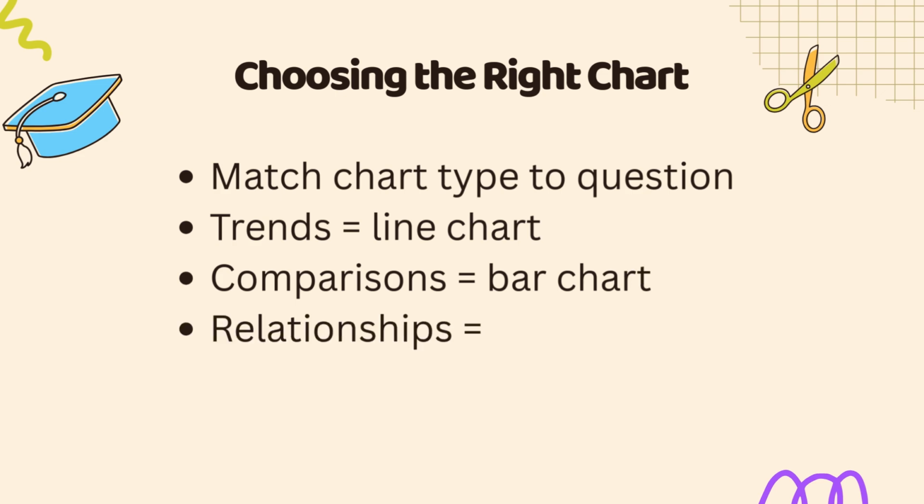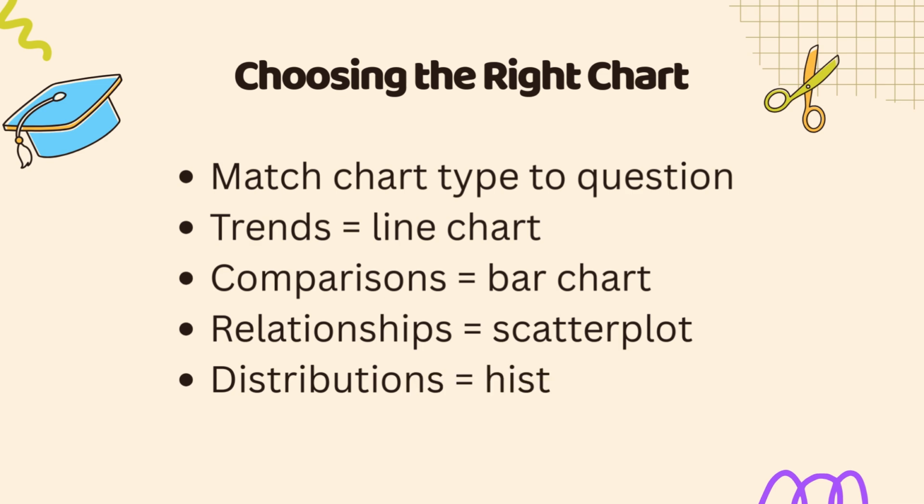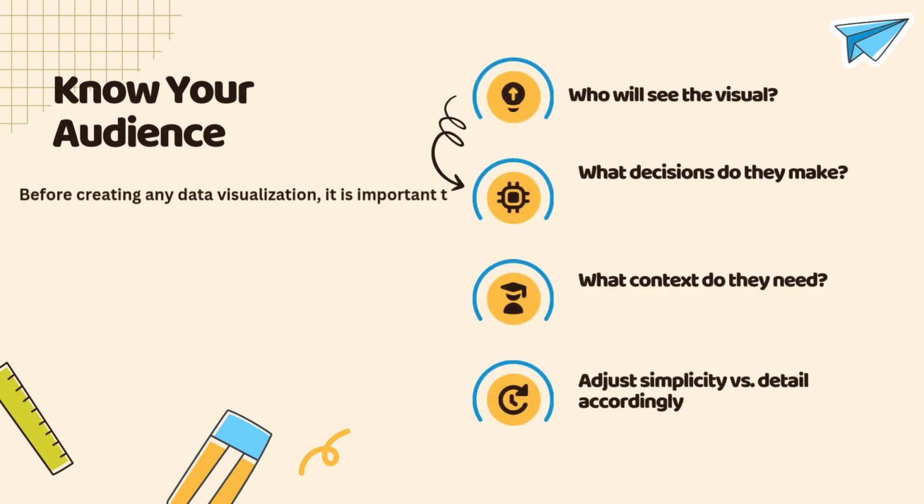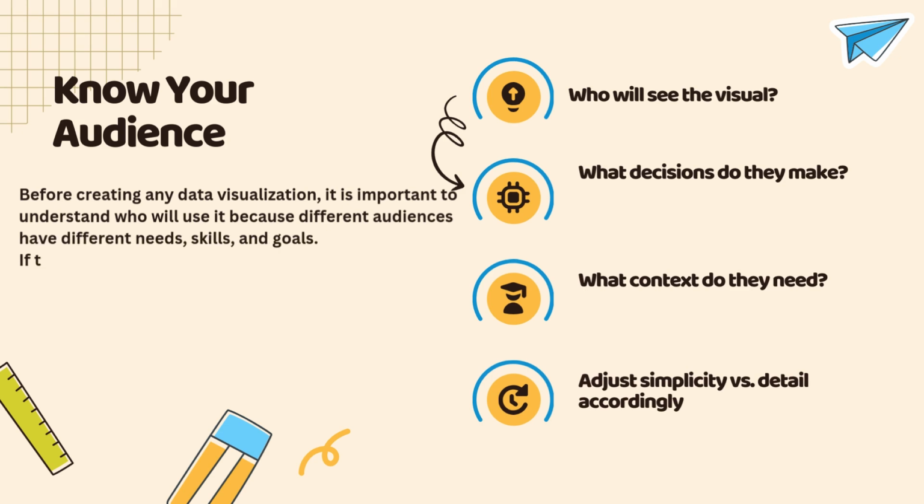Choosing the right chart. The right chart depends on your question. Use bars to compare categories, lines to show changes over time, scatterplots to explore correlations, and histograms to study data distribution. Poor chart selection leads to confusion, but the correct one reveals insights instantly.